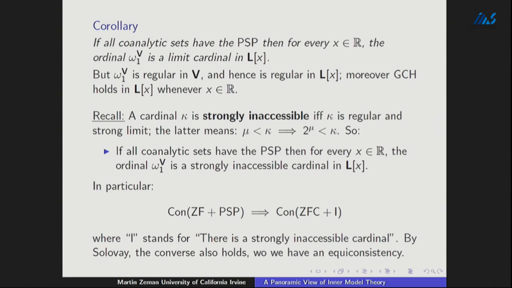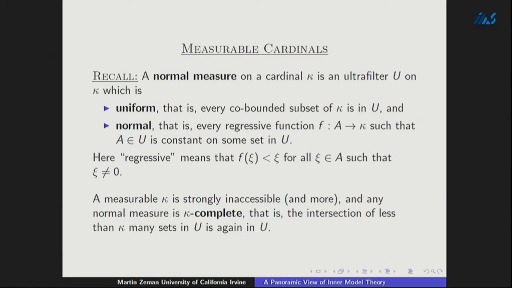So we are using L to get large cardinals from some situations, and we would like to get larger cardinals than inaccessibles, right? So the next step would be measurable cardinals. Let's just briefly recall the definition. When I say a normal measure, I mean a uniform ultrafilter, so it has all co-bounded sets. And if I have a regressive function on a measure one set, then it's constant on a measure one set. And that implies that the measure is kappa complete: the intersection of fewer than kappa many sets which are in U is again in U.